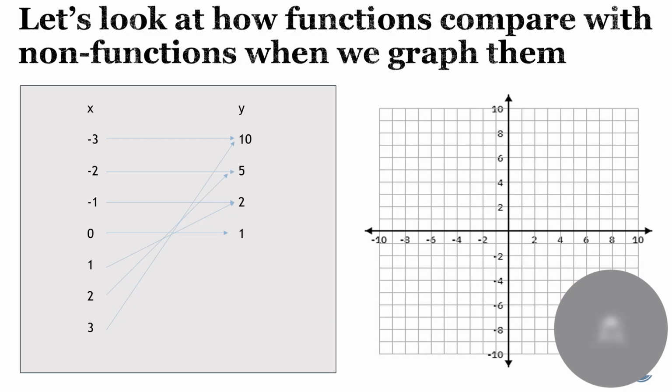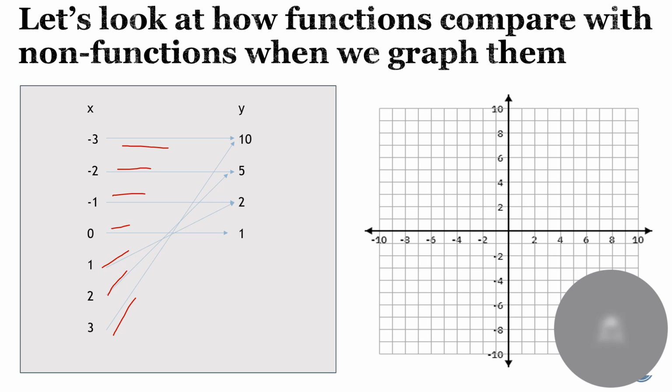All right, so let's look at how functions compare with non-functions when we graph them. So we're going to go from these maps and the idea of the mapping to what this looks like when we have a graph. So this one is a function. I know it is a function because each of my x's is only going to one place. Now, it's true that we have some overlap in where they're going, but that's okay.